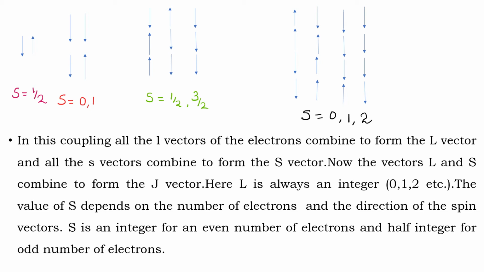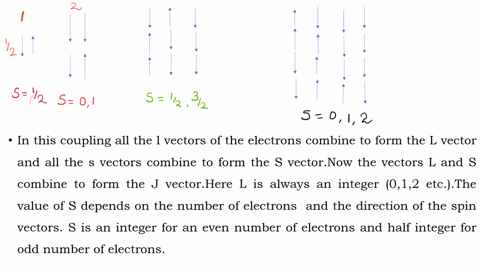In the first case, here the atom contains only one electron and the spin of that electron can be represented either in the clockwise or in the anti-clockwise direction. That is, in the figure, either in the upward direction or in the downward direction. And the spin of the electron is half. Therefore, the value of the S vector will be, that is, S is equal to half. But in the second case, here the number of electrons is 2.